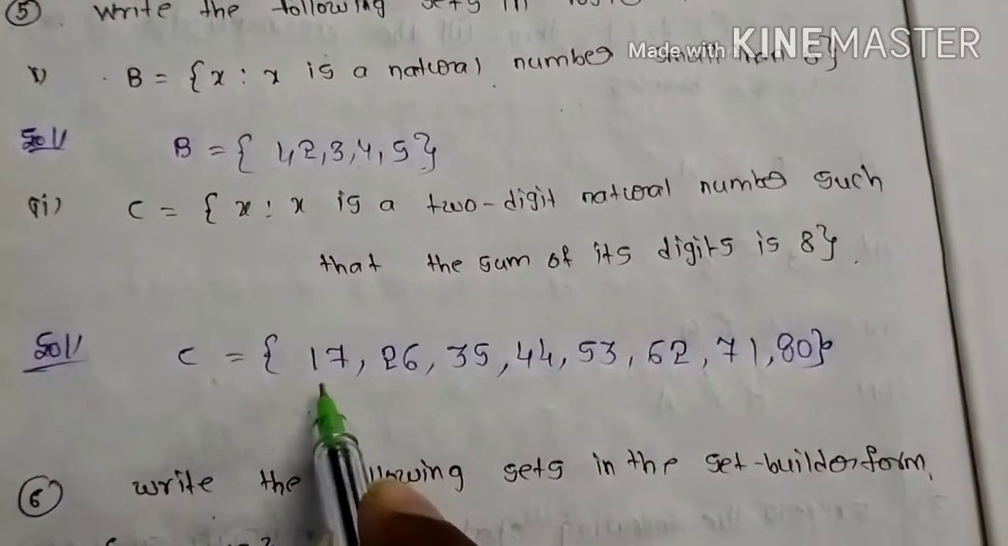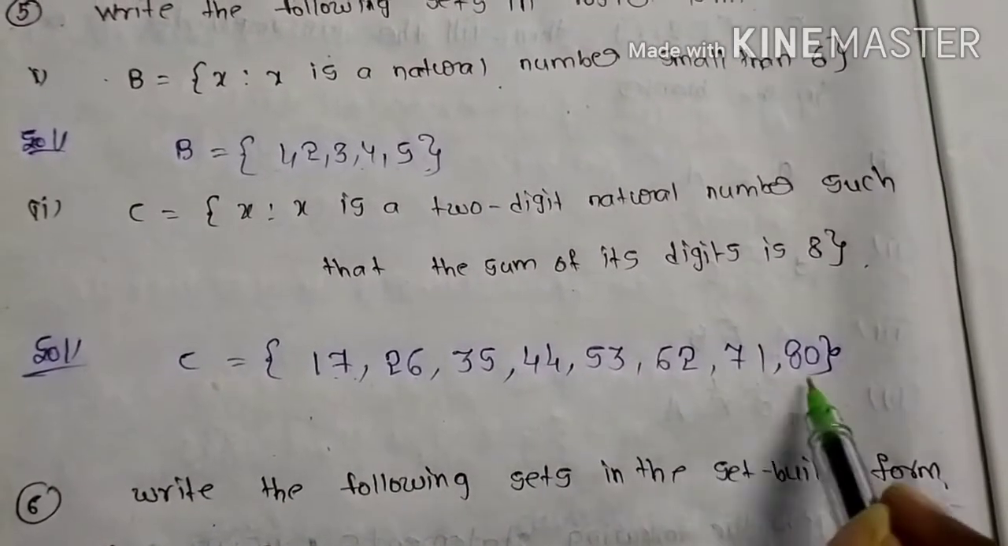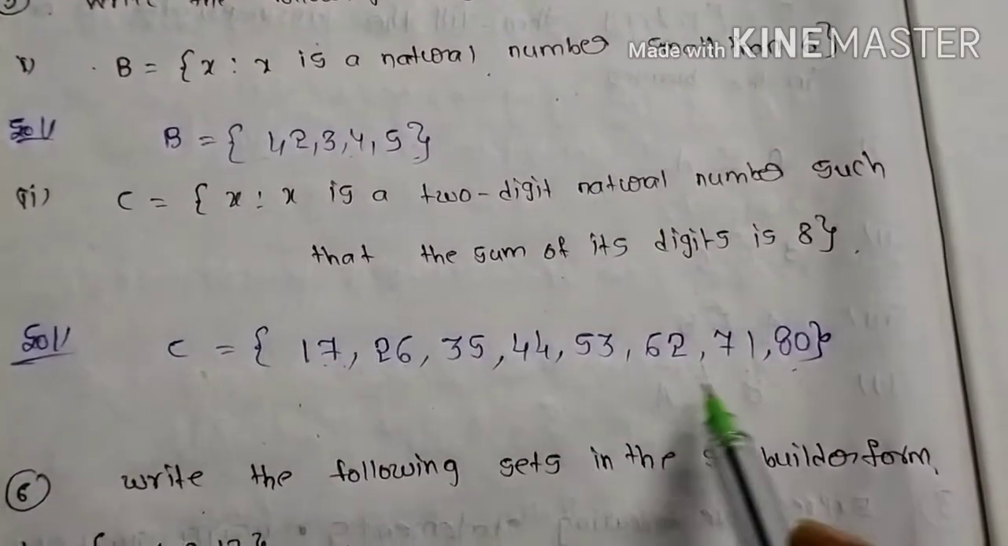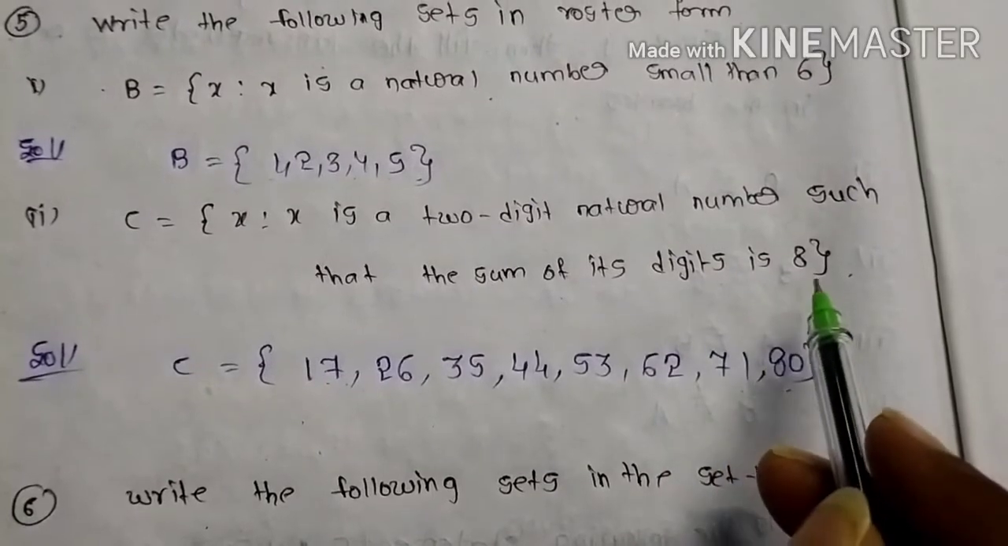So that once you can see 1 plus 7 is 8, 2 plus 6 is 8, and so on, all 8. See, x is a 2-digit number. These are all 2-digit numbers or not? Yes. Such that the sum of its 2 digits is 8.